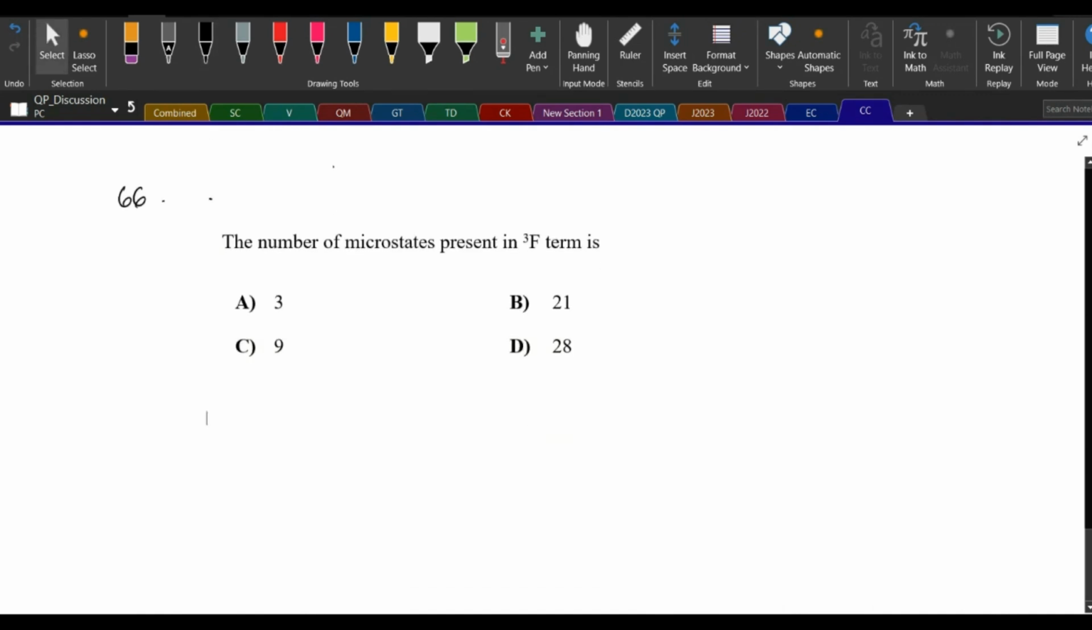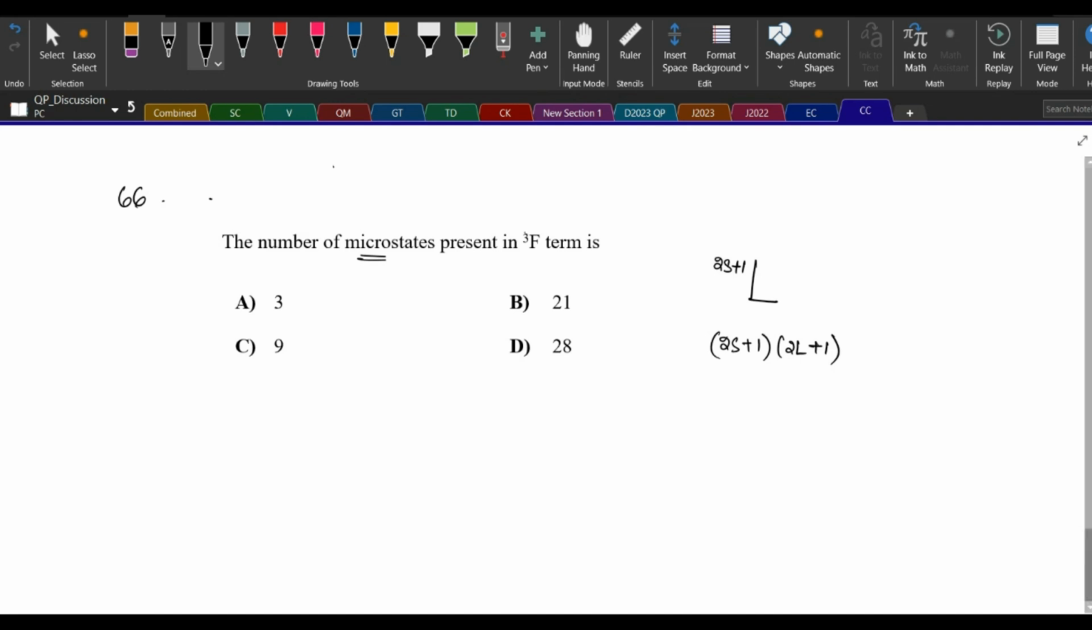Yeah, so the question is: the number of microstates present in a triplet F term is. Solve here. Whenever any term is given to you, it will be of the form 2S plus 1 L. Alright. So you are asked to find the number of microstates. The number of microstates is actually (2S plus 1) into (2L plus 1). That's it. Triplet F, so 2S plus 1 is already given in the question.